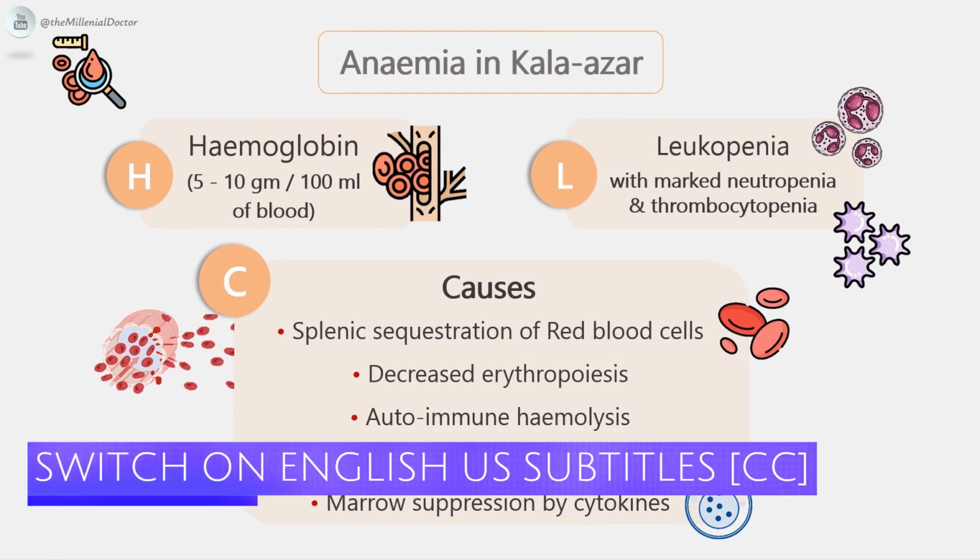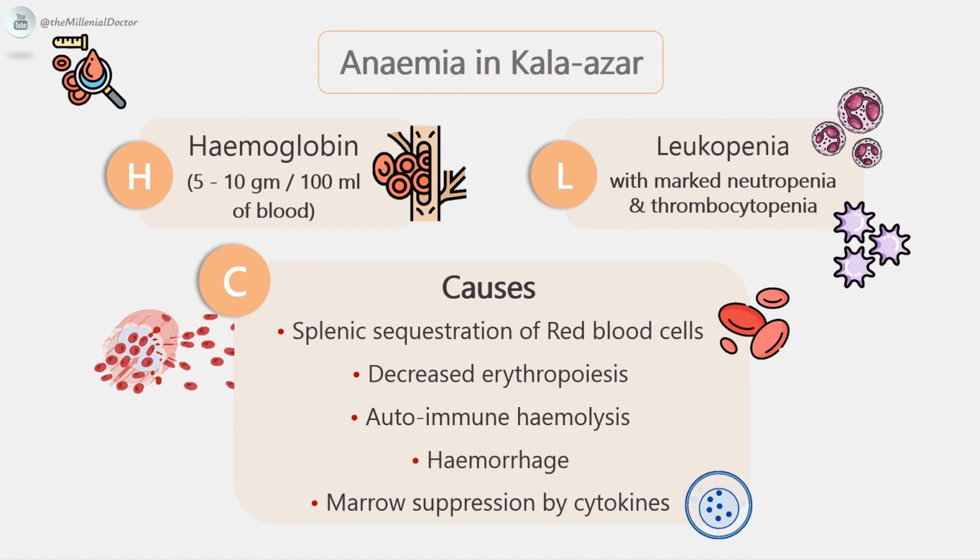Severe anemia with hemoglobin levels of 5 to 10 grams per 100 ml of blood may occur in kala azar as a result of infiltration of the bone marrow as well as by the increased destruction of erythrocytes due to hypersplenism. Autoantibodies to red cells may contribute to hemolysis. Leukopenia with marked neutropenia and thrombocytopenia are frequently seen. Antibodies against white blood cells, WBCs, and platelets suggest an autoimmune basis for the pancytopenia observed in kala azar.